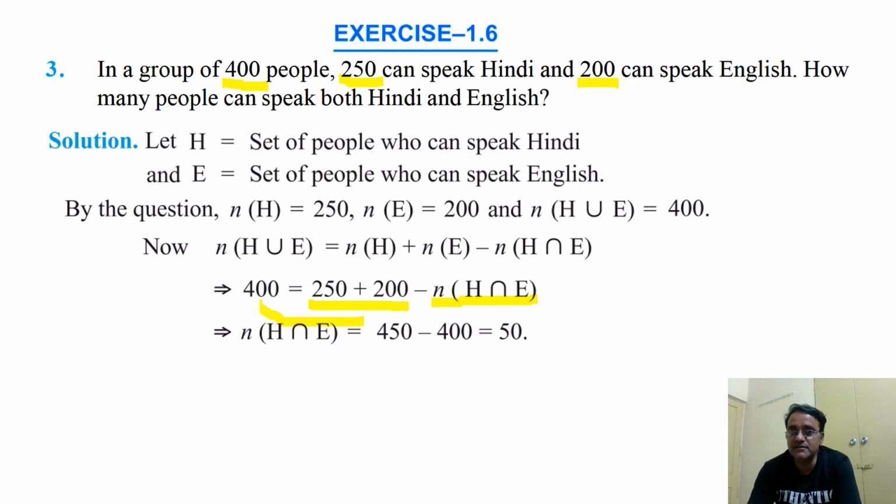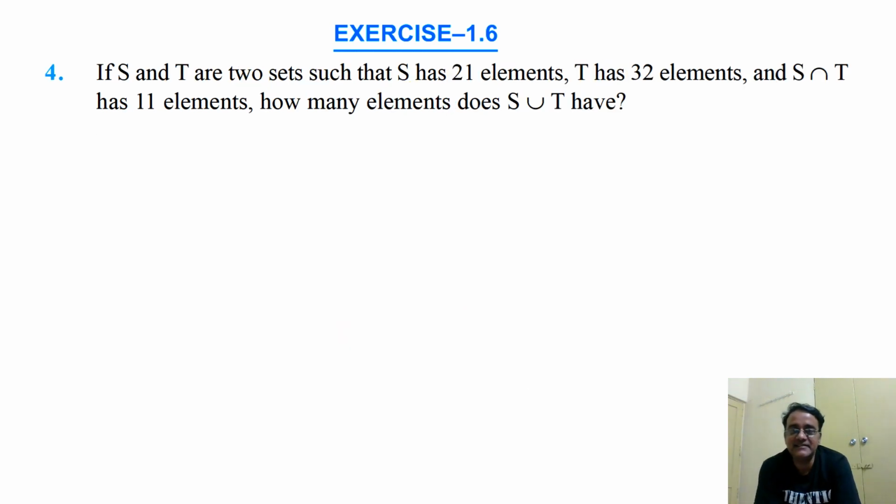Now we'll move towards question number 4. If S and T are two sets such that S has 21 elements and T has 32 elements, and S intersection T has 11 elements, how many elements does S union T have?